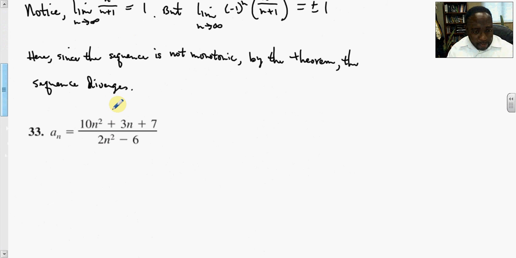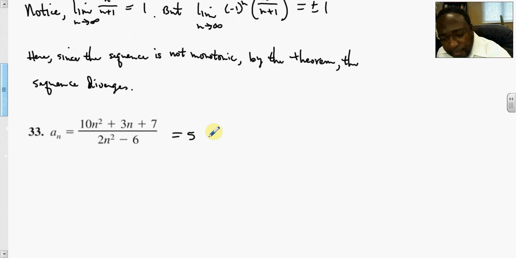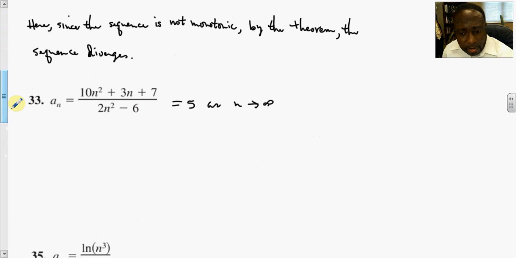But if you remember the test for the horizontal asymptote, you can apply that as well. Look at the degree of the numerator, which is 2. The degree of the denominator is 2. If they have the same degrees on the top and the bottom, then the horizontal asymptote is the ratio of the leading coefficients. 10 divided by 2 is 5. And so the limit here is equal to 5 as n goes to infinity.